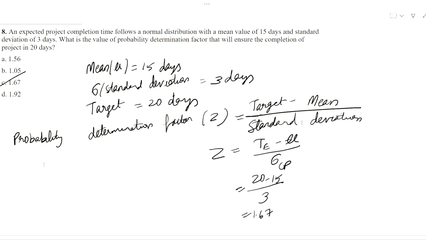Now here the probability determination factor is asked. This is target minus mean by standard deviation. The mean, standard deviation and target are given. We find out the Z, the probability determination factor.